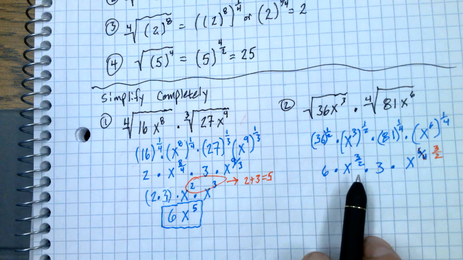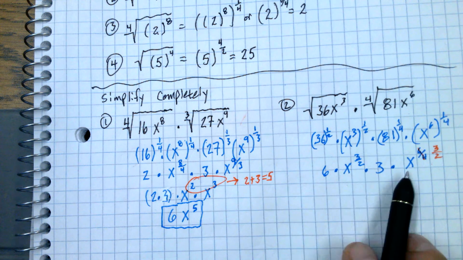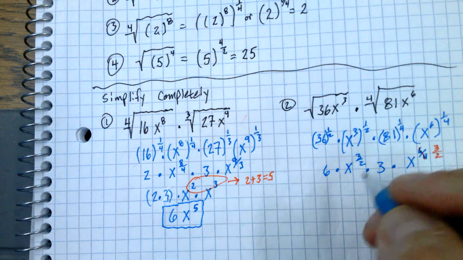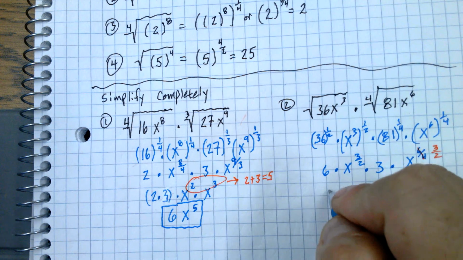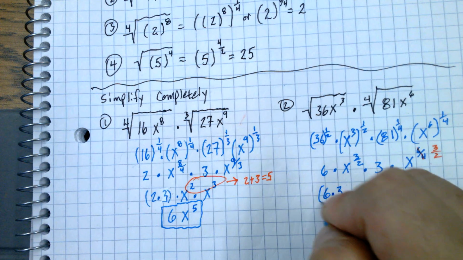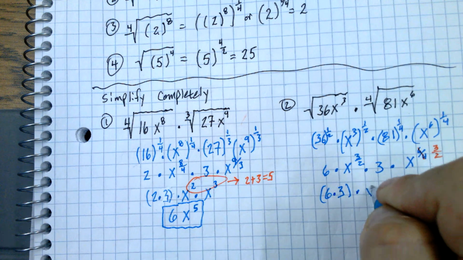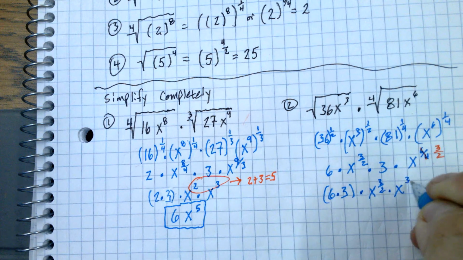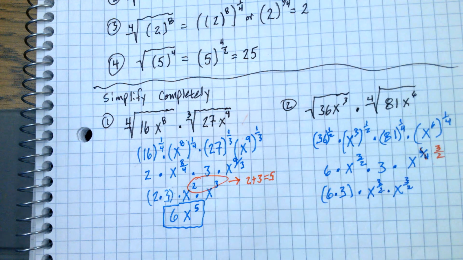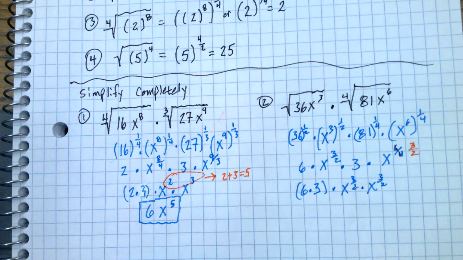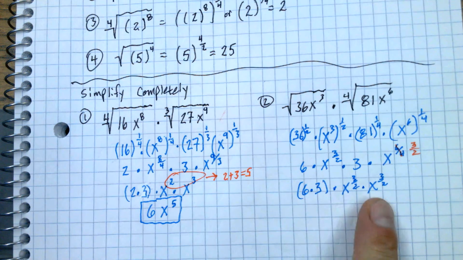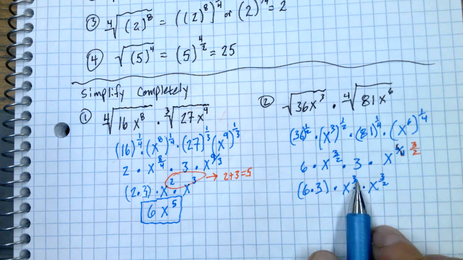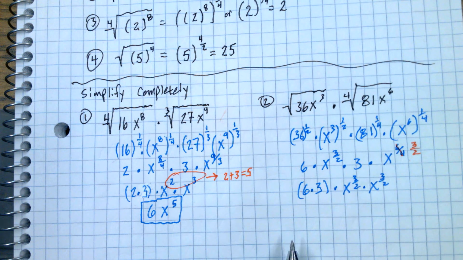So now look what we have. 6 times x to the 3/2 times 3 times x to the 3/2. Let's group some stuff. We're going to group 6 times 3, which will obviously be 18, times x to the 3/2 times x to the 3/2. Again, we're multiplying powers with the same base. What do we do with them? What do we do with this 3/2 and that 3/2?